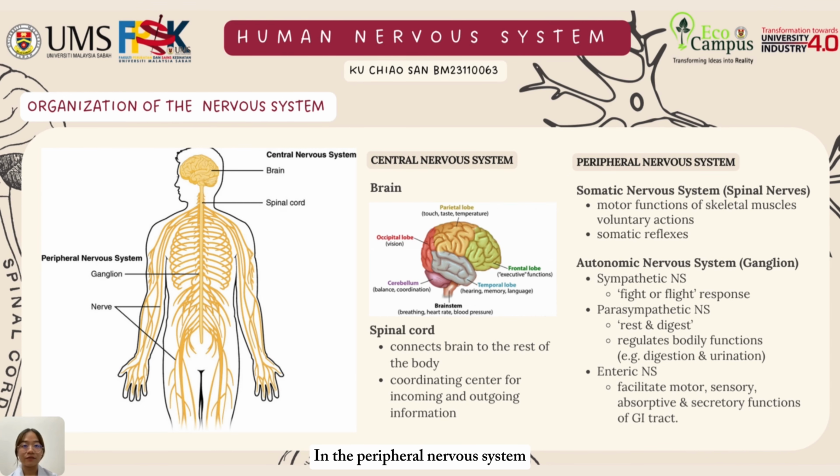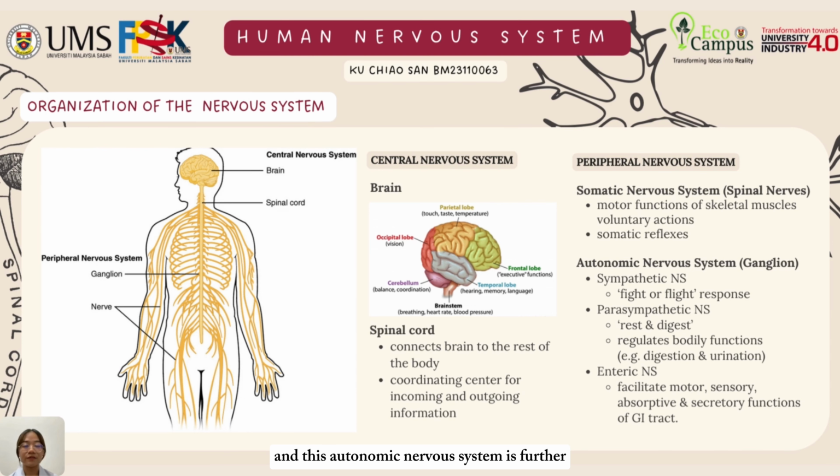In the peripheral nervous system, it is further divided into 2 parts. The first one is the somatic nervous system, which is the spinal nerves. It has the motor functions of skeletal muscles, voluntary actions, as well as somatic reflexes. And the second part is the autonomic nervous system, which is the ganglia.